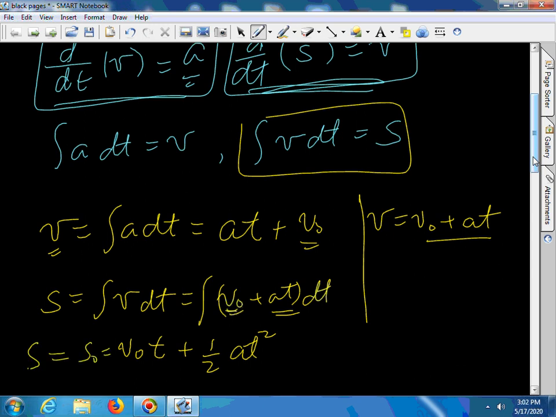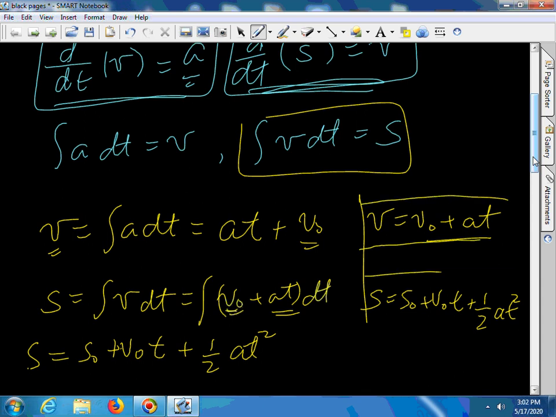So it's s0. So we now know that the displacement formula is s equals s0, where you start, plus v0t, the initial velocity times the time that you're moving for, plus 1/2 at squared. So we can quickly get those two formulas. We will call this the first formula and this the second formula.